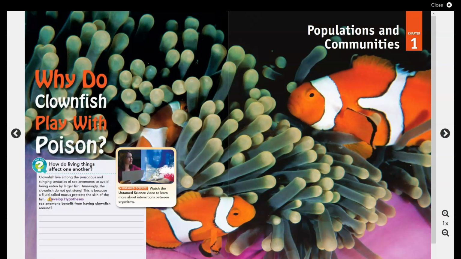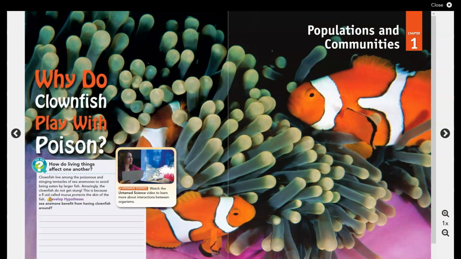Why do clownfish play with poison? The big question is, how do living things affect one another? It says clownfish live among the poisonous and stinging tentacles of sea anemones to avoid being eaten by larger fish. Amazingly, the clownfish do not get stung. This is because a fluid called mucus protects the skin of the fish.